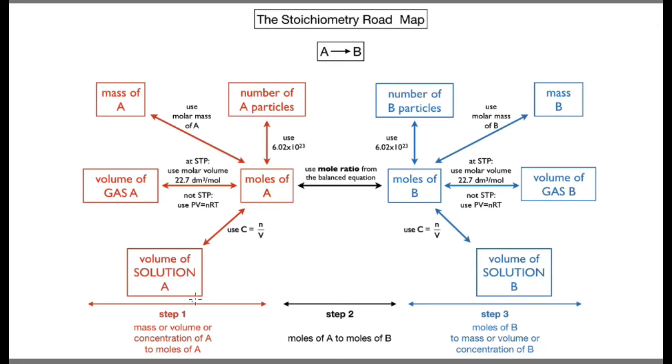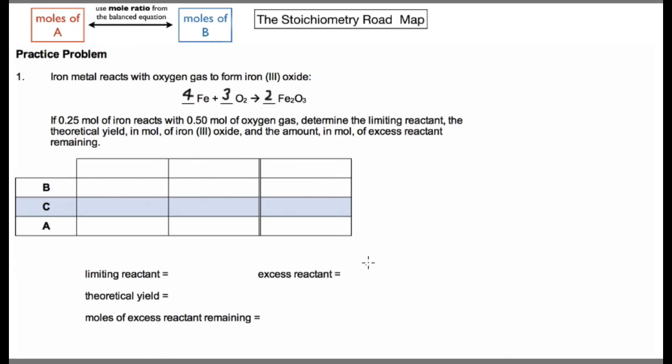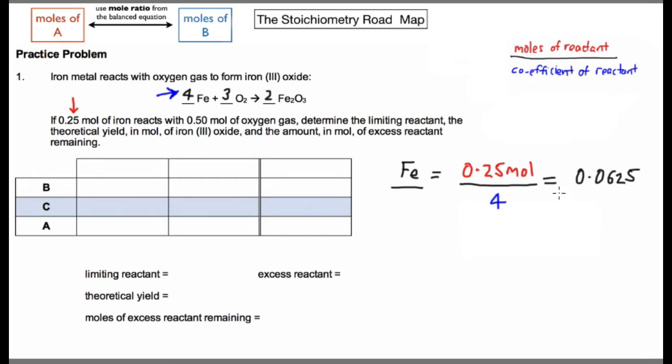Let's stop a second and see which part of the Stoich roadmap we're going to use. Just a simple bit, it's just moles to moles, doesn't want anything converted to mass. So let's get back to this limiting reactant. Moles of the reactant divided by the coefficient of the reactant.